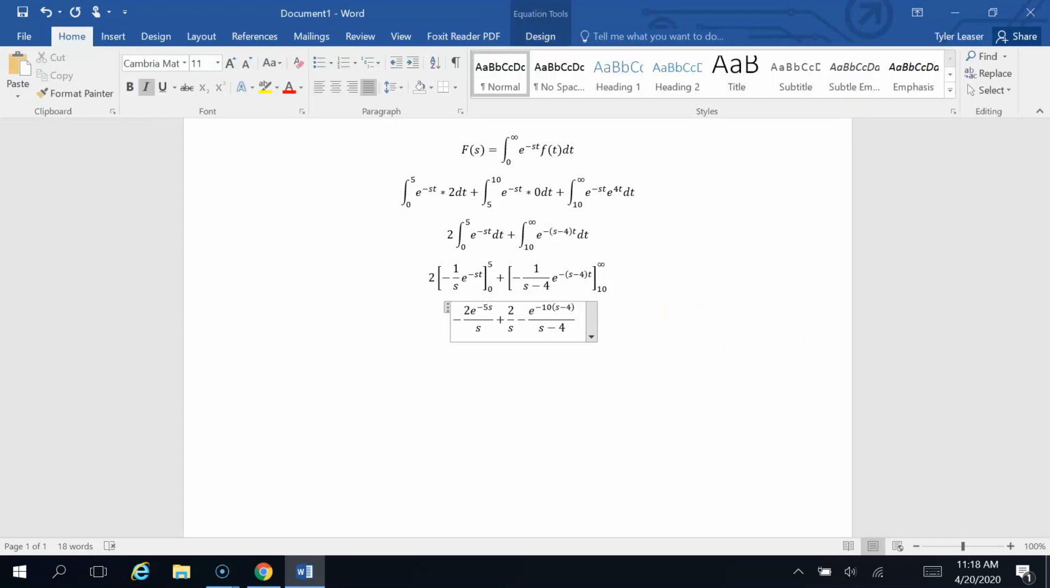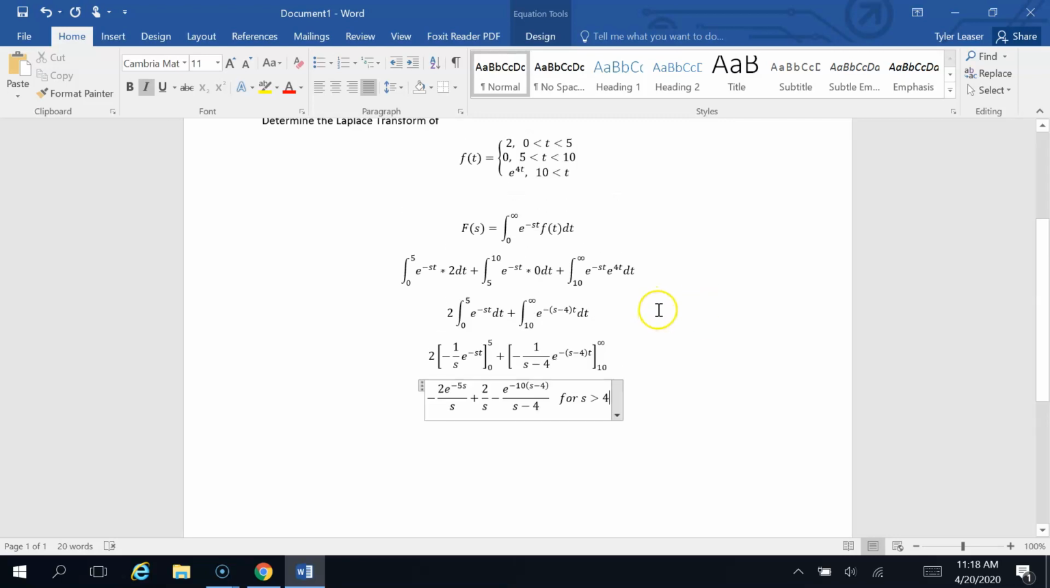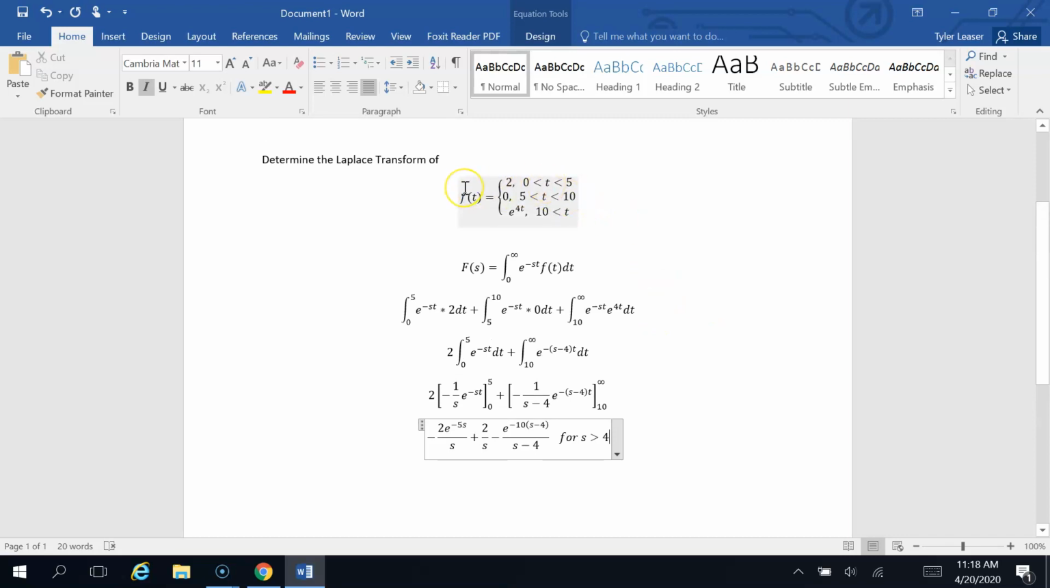Okay, and then just one more thing. Remember that you also have to determine for which values of s your function is going to exist. So for us, this is going to exist as long as my s value is greater than 4. But notice that we started with this function that's all broken up, this piecewise function, and when we do the Laplace transformation, we end up with a continuous function that exists after 4.